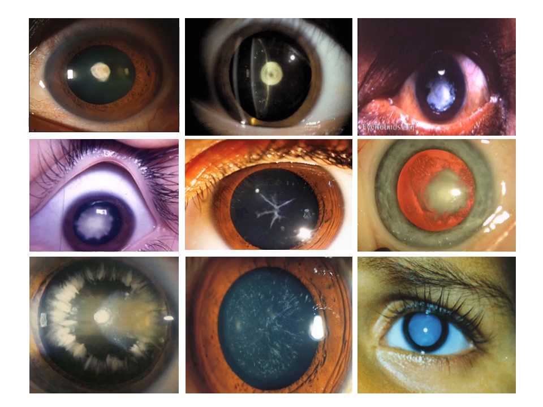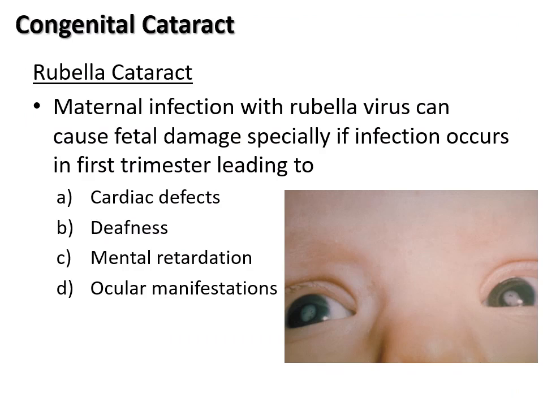And we have now another type of cataract, which is the rubella cataract. This is another type of congenital cataract called rubella cataract. It's caused by maternal infection with rubella virus, and this can cause fetal damage, especially if infection occurs in first trimester, leading to cardiac defect, deafness, mental retardation, and ocular manifestation. This type of cataract is characterized by pearly white nuclear opacification and can progress to complete cataract.